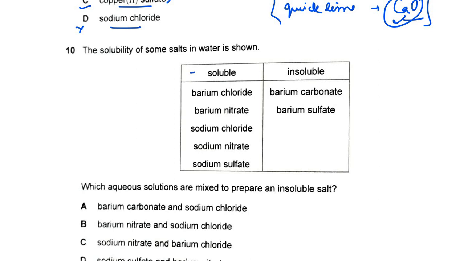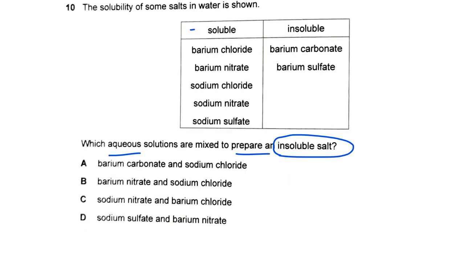Now question number 10. Solubility of some salts in water is shown, soluble, insoluble. Which aqueous solutions are mixed to prepare an insoluble salt? Insoluble salt means it can be a precipitation reaction. So for precipitation, remember you should add the things which are soluble. They have already given you a hint. So you can make either barium sulfate or barium carbonate. Can you mix barium carbonate and sodium chloride? No, because these are insoluble, so that option is gone already.